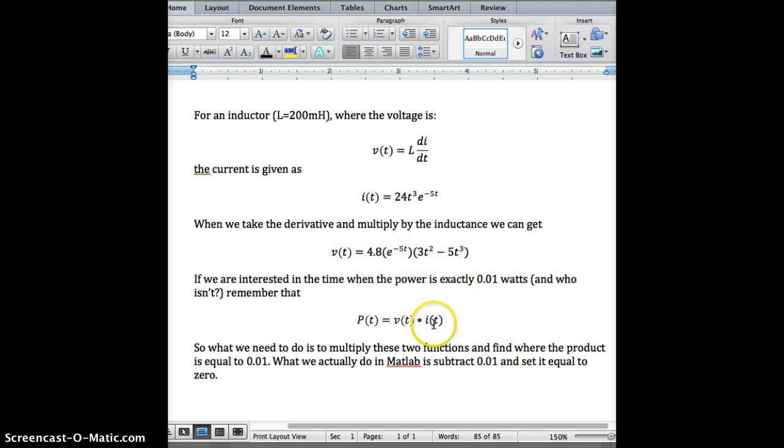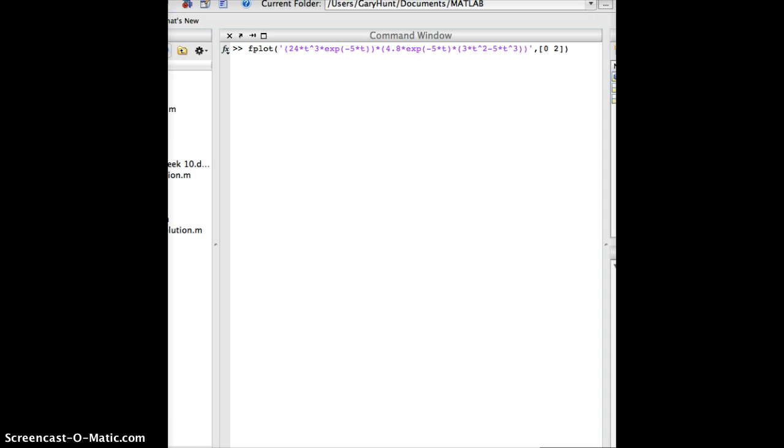Now, let's see if we can figure out what the power is going to be, where the power is the voltage times the current. So I'll have to take this equation for current, multiply it times that equation for voltage, and we'll have the power. And we're interested in finding out the exact times when the power is equal to 0.01 watts. So we're going to do that in Matlab. All right, let's go look at Matlab a bit.